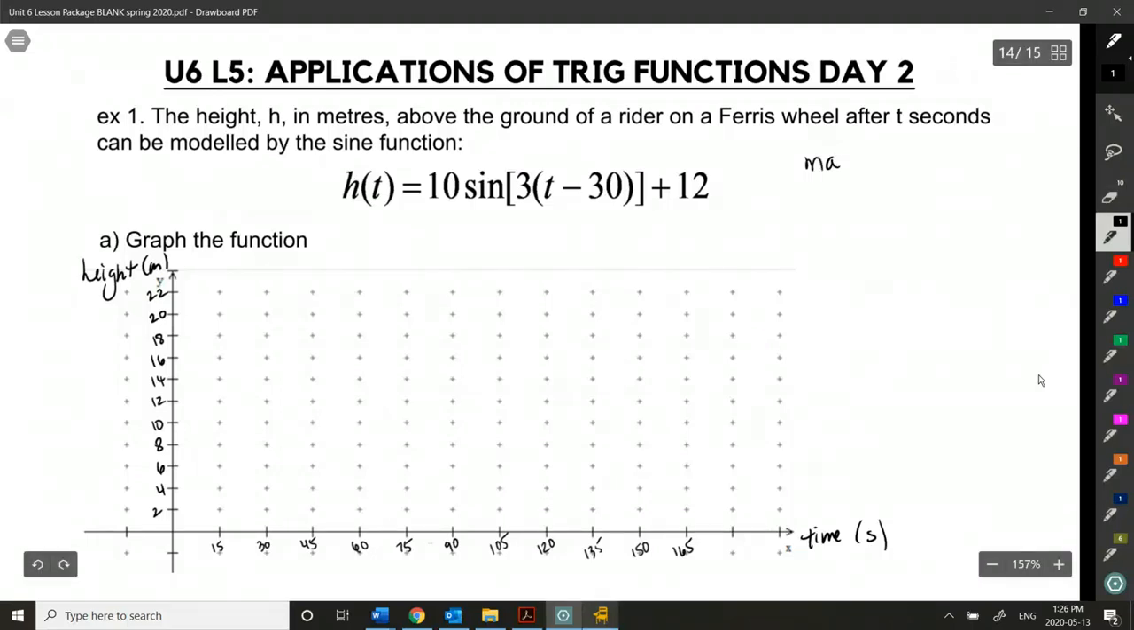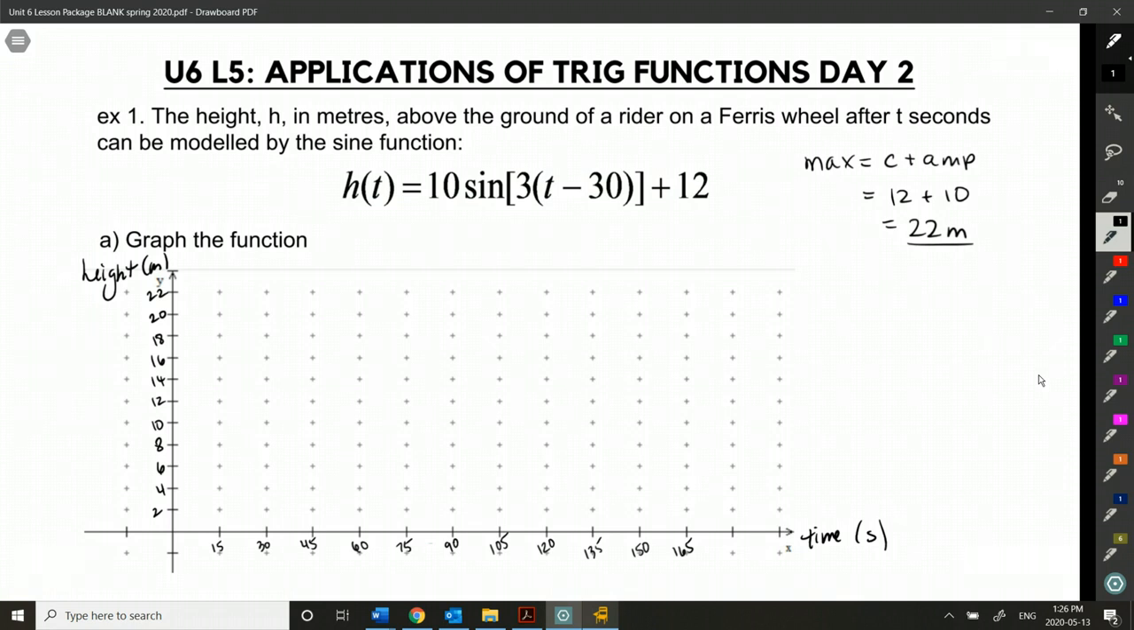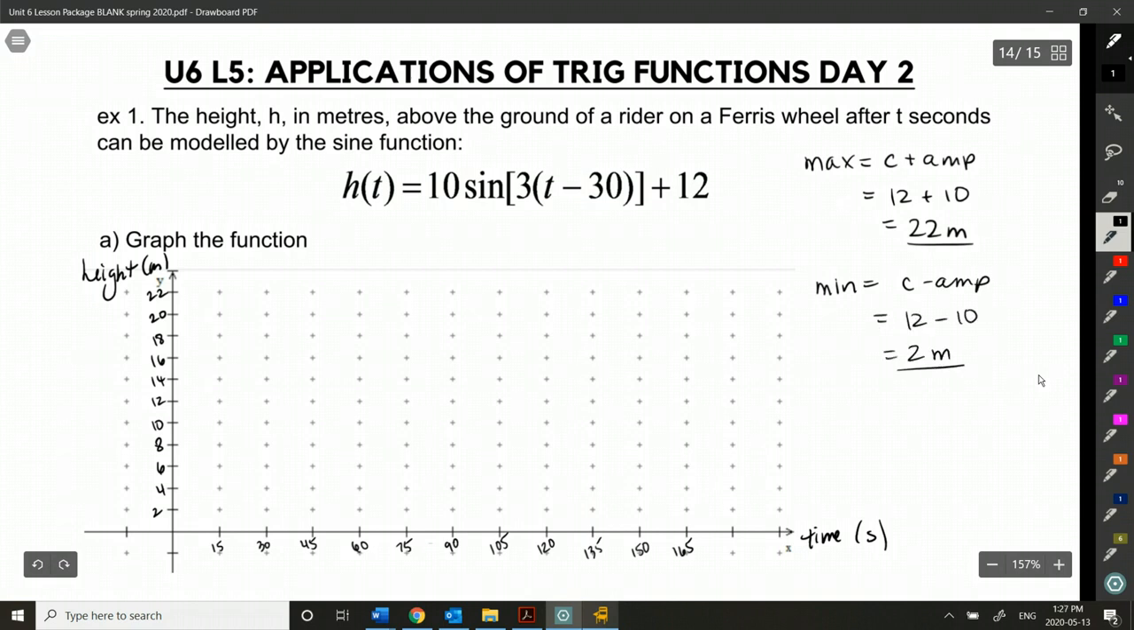Firstly, I calculated the maximum, which was c plus the amplitude, and that gave me a maximum of 22 meters. So the rider is going to hit a maximum height of 22 meters above the ground. I also calculated the minimum by doing c minus the amplitude, and that told me that the rider was going to hit a minimum of 2 meters above the ground. So I wanted to make sure that my y scale could accommodate that.